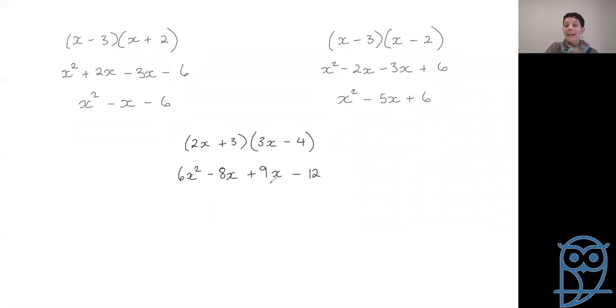We have our like term sitting there in the middle, so we have 6x squared. Minus 8 plus 9 would give us plus 1, so we don't bother writing the 1, because it's just implied when we write just the x. Minus 12, that didn't simplify. So 6x squared plus x minus 12 is the expanded form of 2x plus 3 times 3x minus 4.